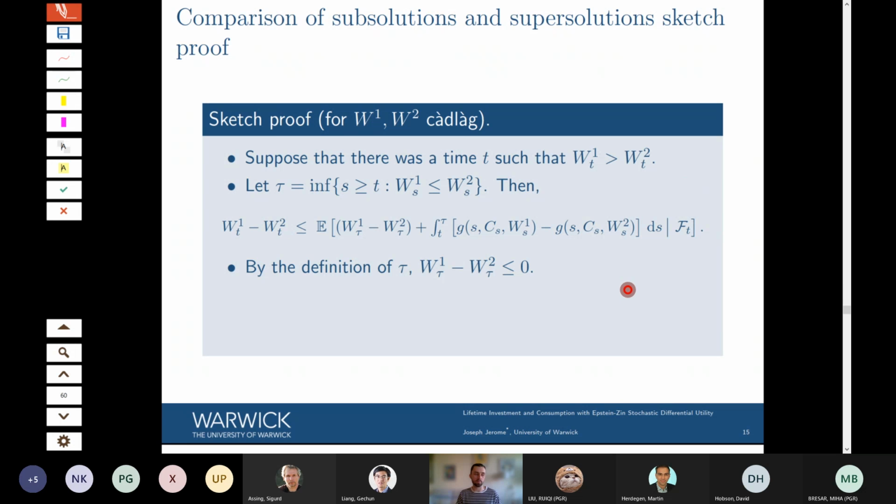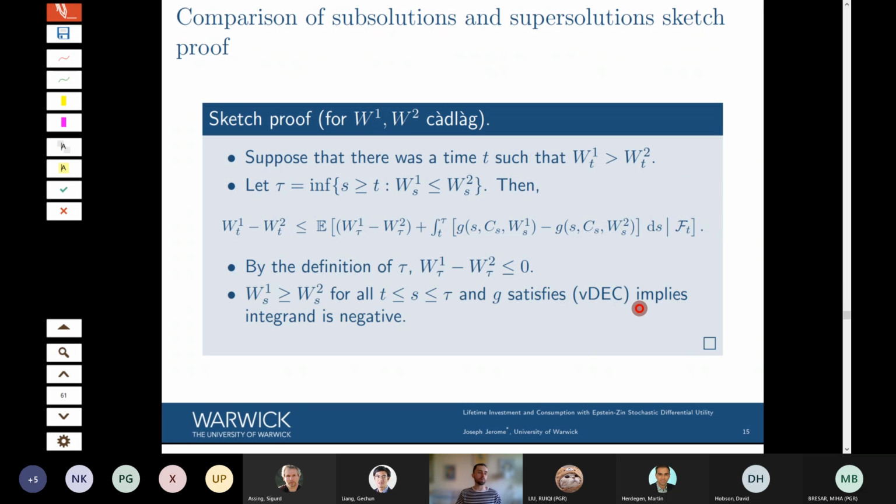So that also, we need that W is càdlàg here, because for all times between t and tau, we have that W1 is greater than W2, and because G is decreasing in V, we have that this second term is less than or equal to 0. So you have this thing's less than or equal to 0, this thing's less than or equal to 0, and you end up with a contradiction, right? Because we assumed that it's positive, but actually it's got to be non-positive.